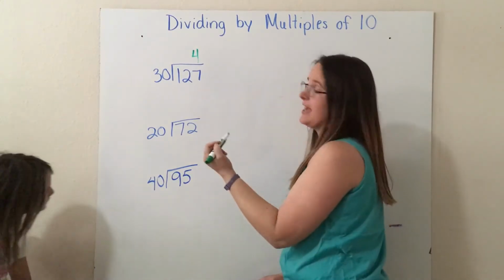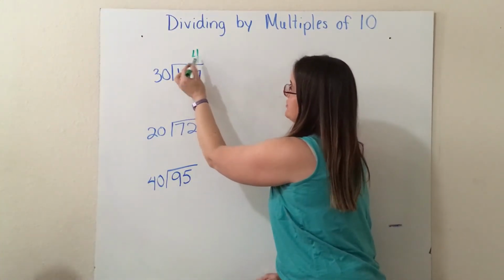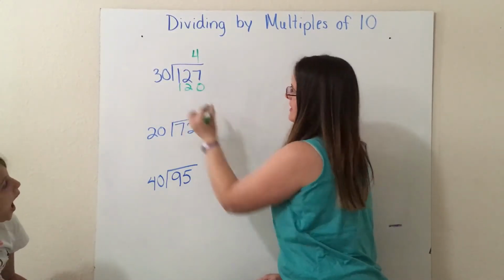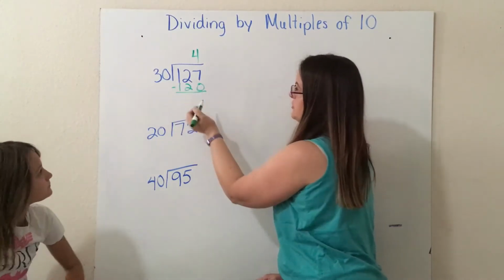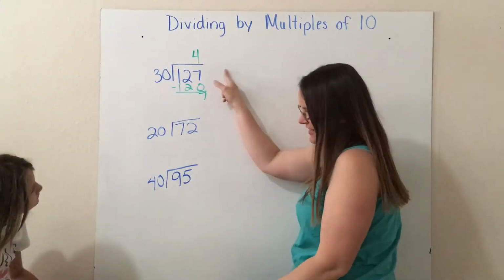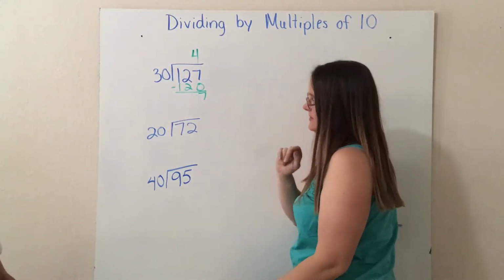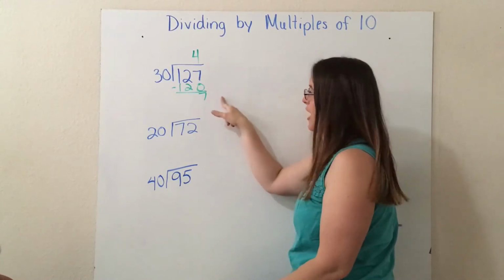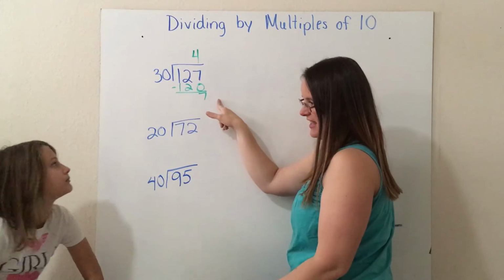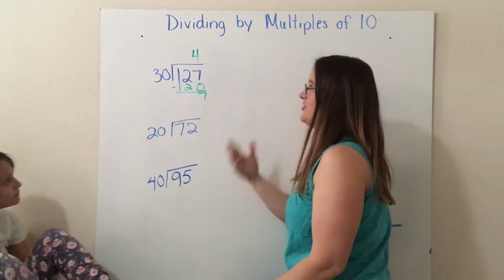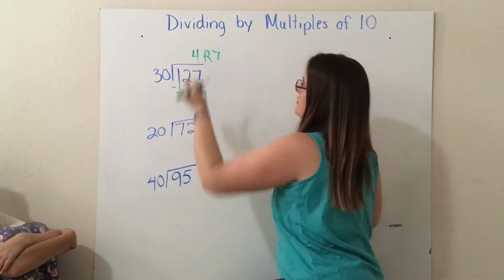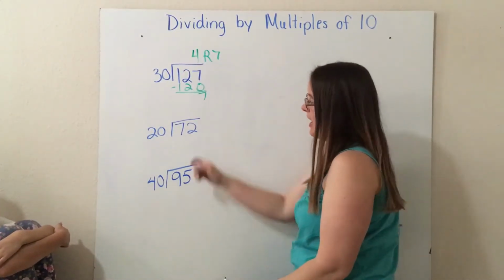Our next step, if you remember, is multiply. So 4 times 0 is 0, and 4 times 3 is 12. Then we subtract. 127 minus 120 gives me a 7. Do I have anything here to drop? No, I don't have any digits here to drop. And can I make a group of 30 if I only have 7 left? No, so now I know that 7 is my remainder. So this would be 4, remainder 7. Okay? I'm going to try this one.